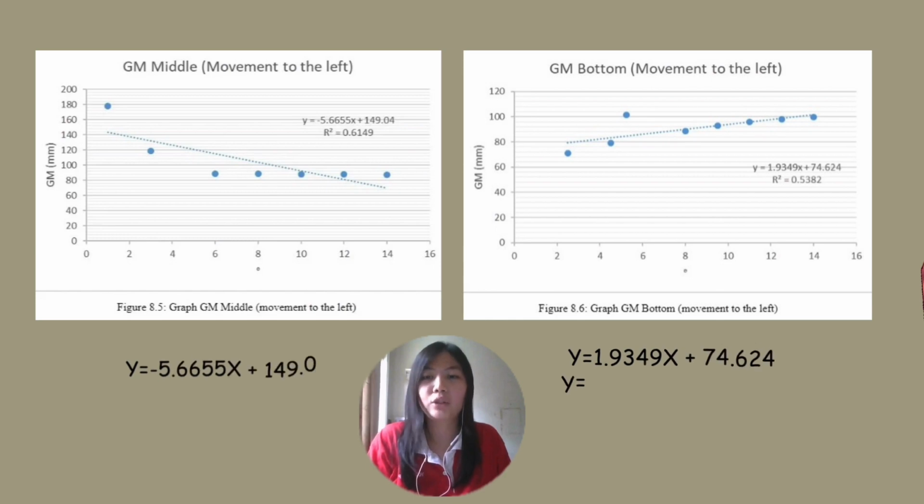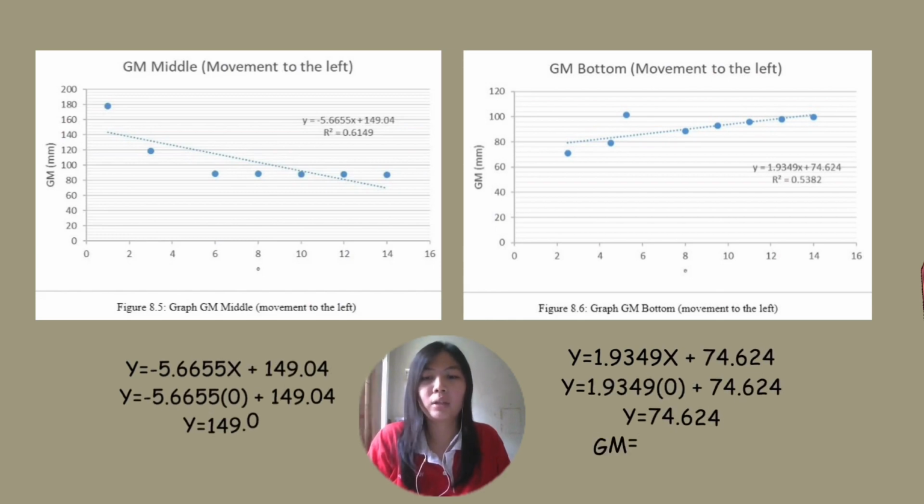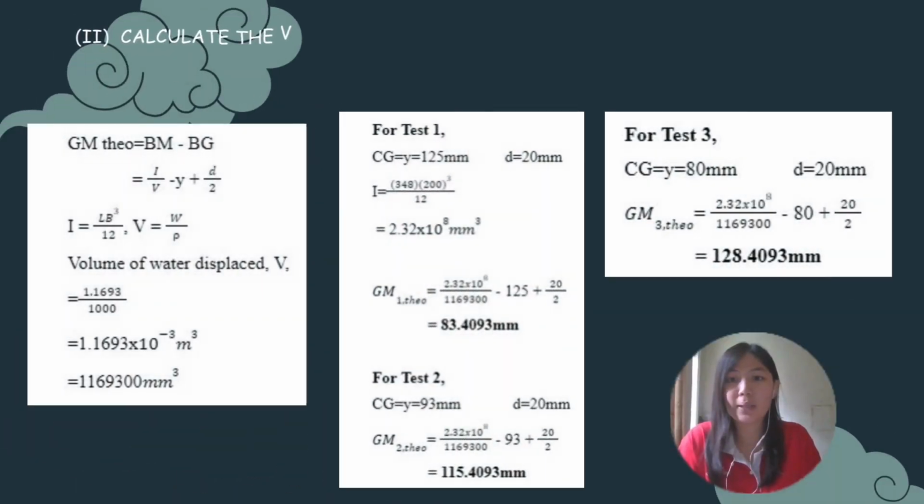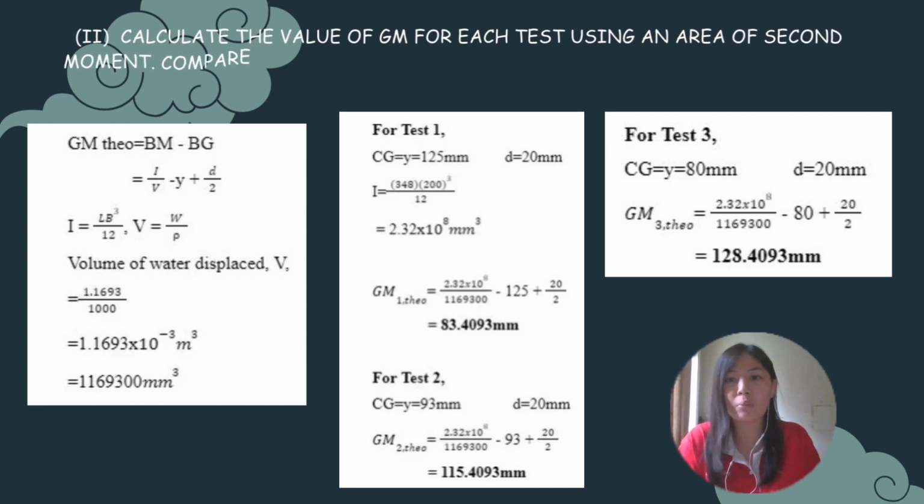Then the fifth graph is GM middle for movement to the left, and GM obtained is 149.04 millimeters. And the last graph is GM bottom for movement to the left, and the GM is equal to 74.624 millimeters.